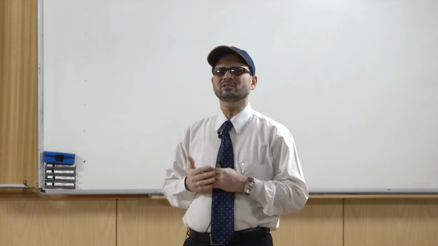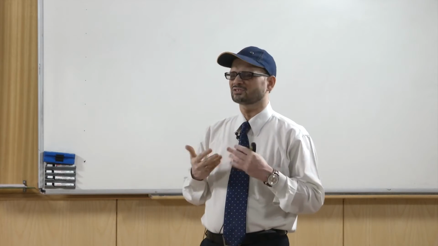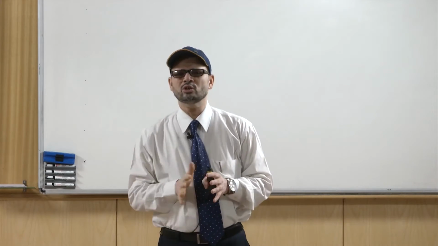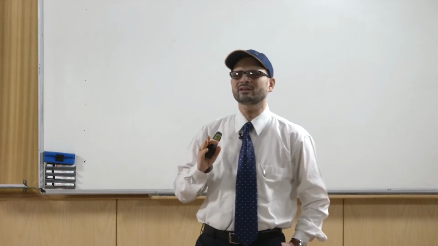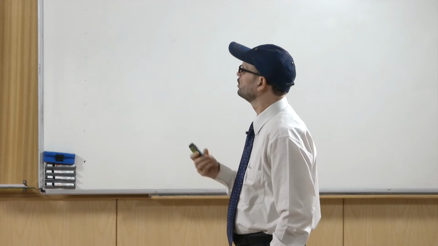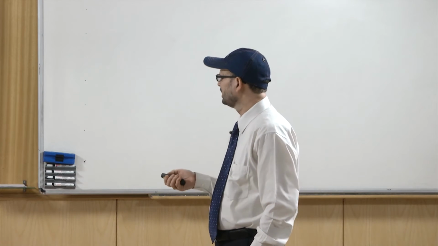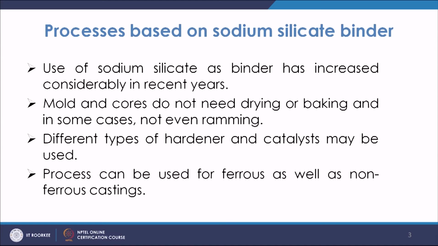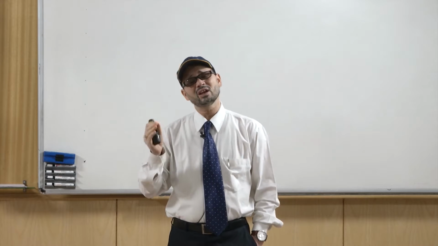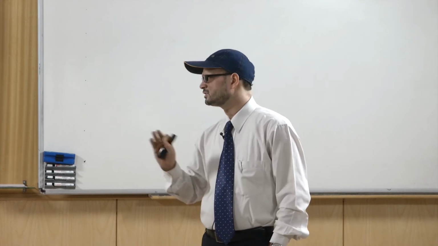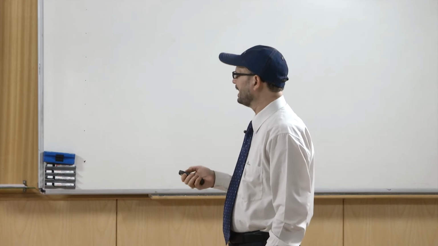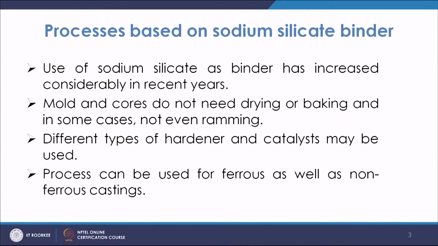The flowability of the molding material is such that it automatically goes into all the portions like a fluid, so ramming is not even required, and you get the hardened mold or core. Different types of hardeners and catalysts are used, and that signifies different kinds of processes where the same binder, sodium silicate, is used. We will discuss those different processes, and this can be applied for ferrous as well as non ferrous castings.